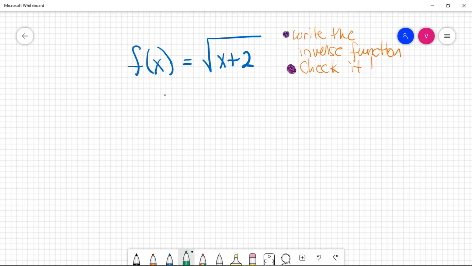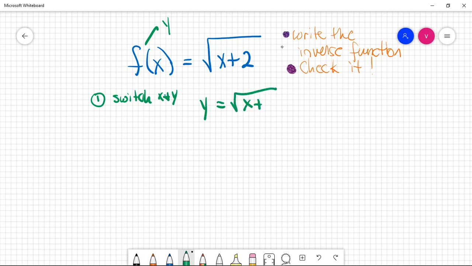So here's the first thing. First step is switch the x and y. So I'm going to rewrite this. You always know this: f of x is the same thing as y, right? So I'm going to rewrite that. So we have y is equal to the square root of x plus 2. Now we're going to do what we said here. We're going to swap the x and the y. So instead of y, we're going to put an x. Instead of x, we're going to put a y. Now we're going to solve for y.